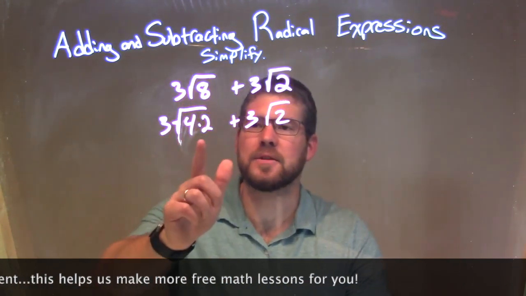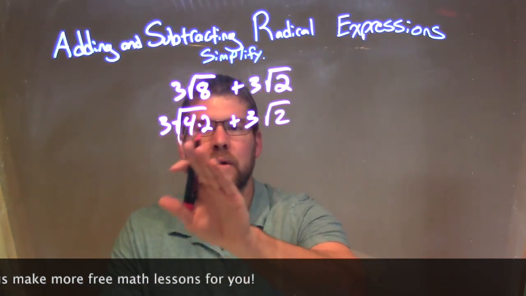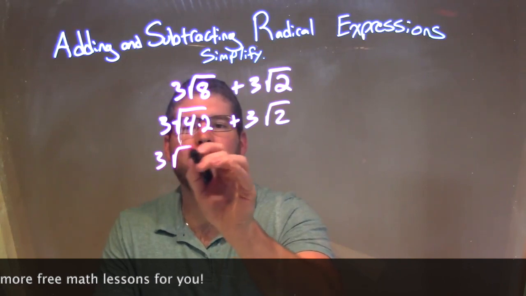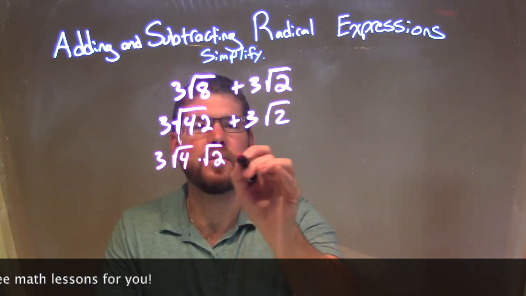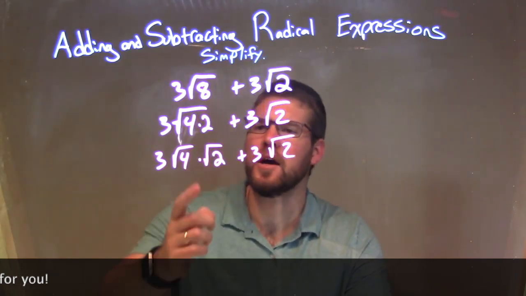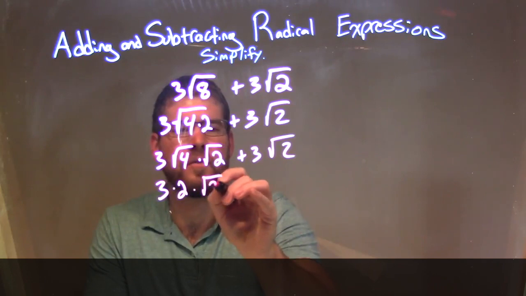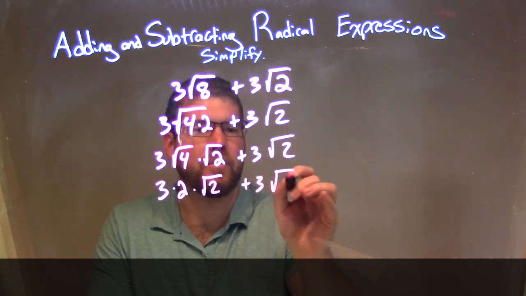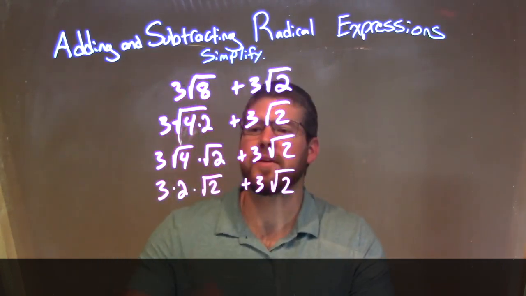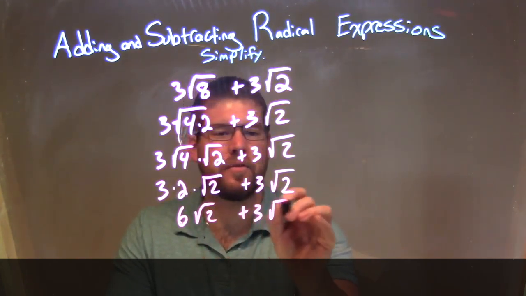Well, now that we have 4 times 2 inside the square root, I can break it apart and have both of them into their own individual square roots. So we have 3 square root of 4 times the square root of 2 plus 3 square root of 2. Well, that's nice here. Square root of 4 I know is just 2. So we have 3 times 2 times the square root of 2 plus 3 times the square root of 2. 3 times 2 simplifies to be a 6. So we have 6 square root of 2 plus 3 square root of 2.